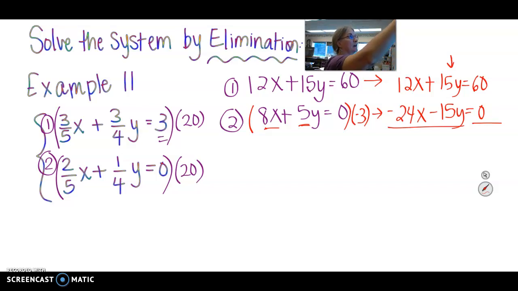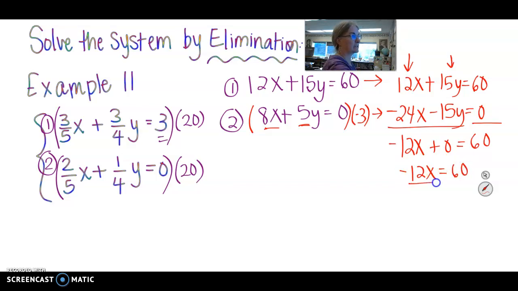elimination method. So I have 12x, I'm going to add the x column, 12 and negative 24. Don't forget your negatives, be really careful with that. 12 minus 24 is negative 12x. 15y minus 15y adds to 0, so that's plus 0, which you don't need to write. And then 60 plus 0 is 60. So then solving negative 12x equals 60 for x, we're going to divide by negative 12. And you get x on this side, and 60 divided by a negative 12 is negative 5.